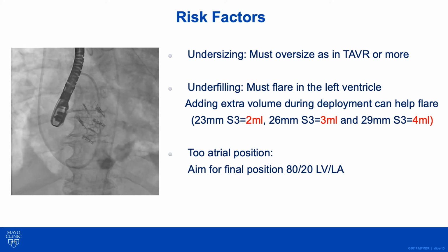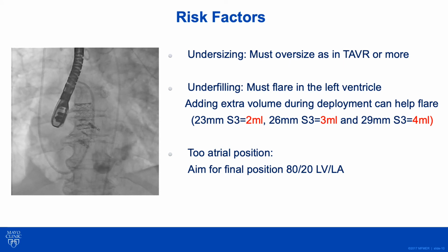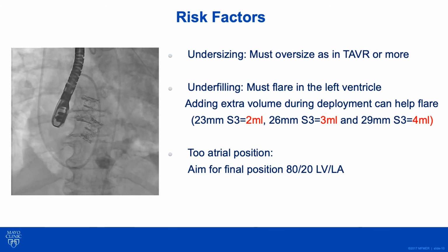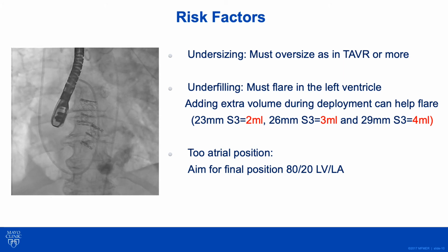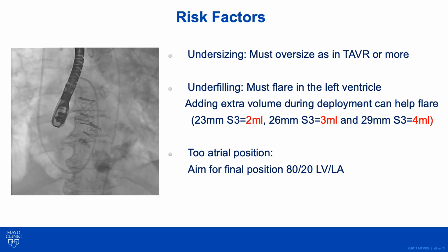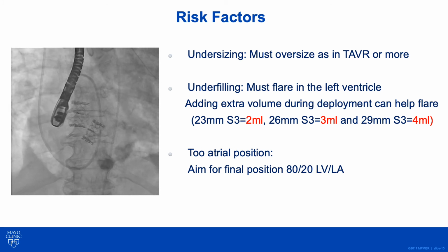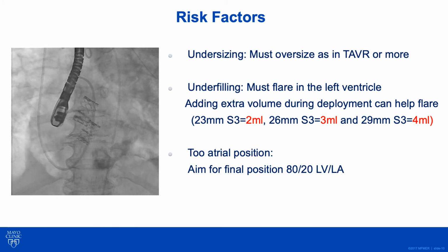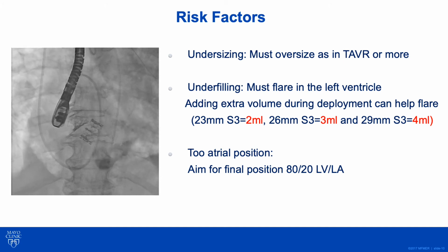The case that you see on the left side was a patient that was treated with an undersized valve, and in addition to that, the complete amount of contrast was not delivered in the balloon catheter due to concerns of causing annular rupture. So we learned that we have to fill these valves very well and add extra contrast to flare in the left ventricle. We routinely add about 2 cc's for the 23 millimeter valve, 3 cc's for the 26, and 4 cc's for the 29. Another risk factor is placing the valve in a too atrial position.